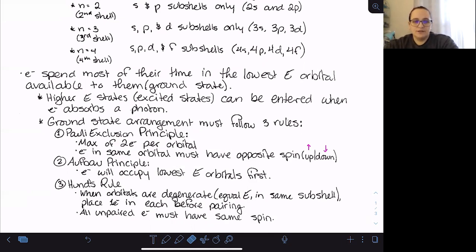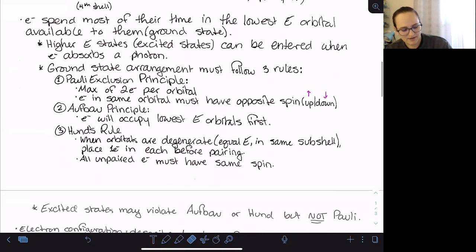And the third and final rule is known as Hund's rule. That tells us when orbitals are degenerate, which means that they have the same energy, which is true for orbitals in the same subshell. You want to put one electron in each of your orbitals before you go back and start pairing them up. This is sometimes referred to as the bus seat rule, that when you're getting on the school bus, everybody wants to have their own seat until all the seats have one person in them, and then people start sitting together. And also Hund's rule says that all of our unpaired electrons must have the same spin. That one's not as big a deal, but it comes up every now and then.